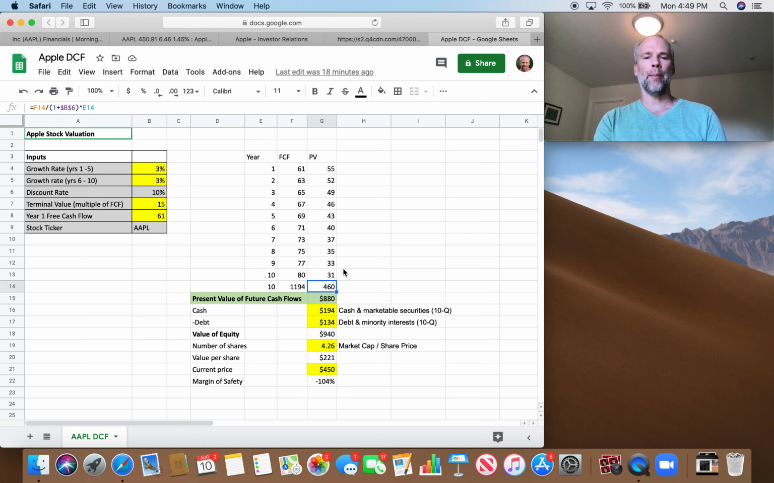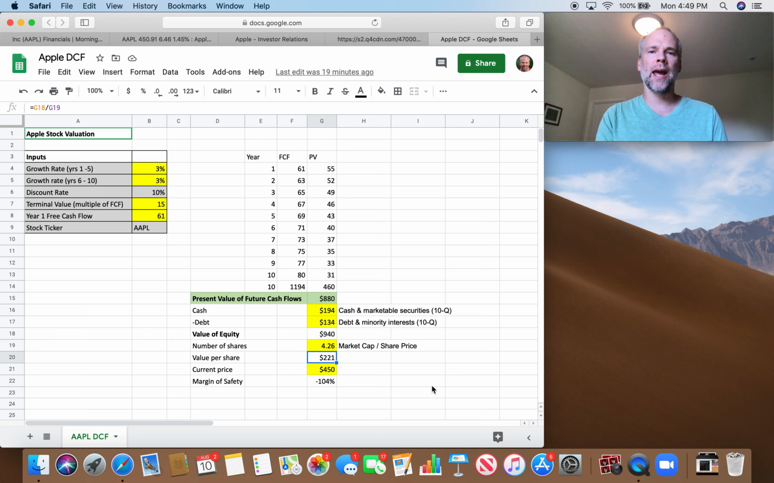Now you're going to add up all of these present values of free cash flows plus the terminal value discounted back to present value, and you're going to get the present value of future cash flows. And that's $880 billion. You're going to add the cash that's currently on the balance sheet. You're going to subtract the debt to get the value of equity. You're going to divide that value of equity by the shares outstanding, and you're going to come up with a value per share.